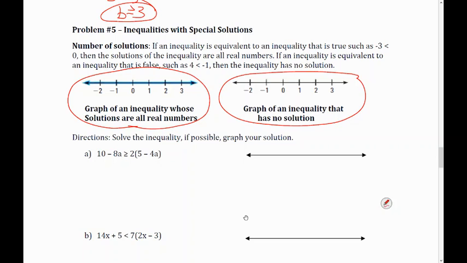The number of solutions. If an inequality is equivalent to an inequality that is true, such as -3 is less than 0, then the solutions of the inequality are all real numbers.